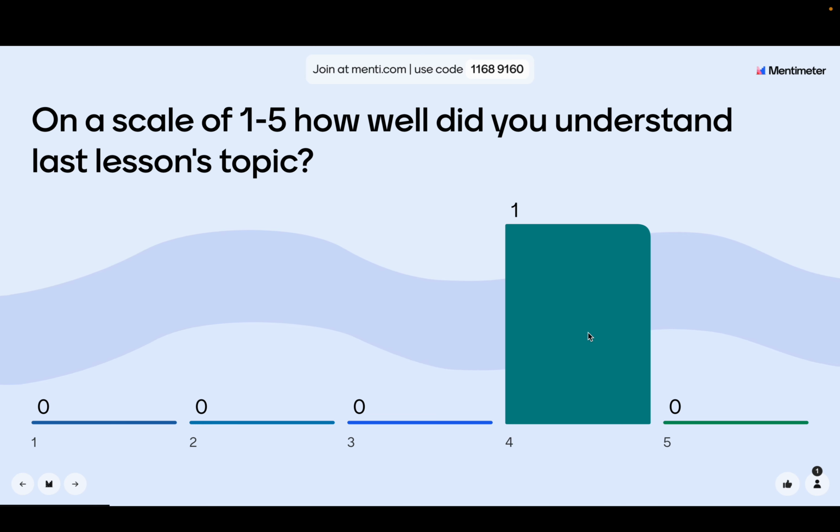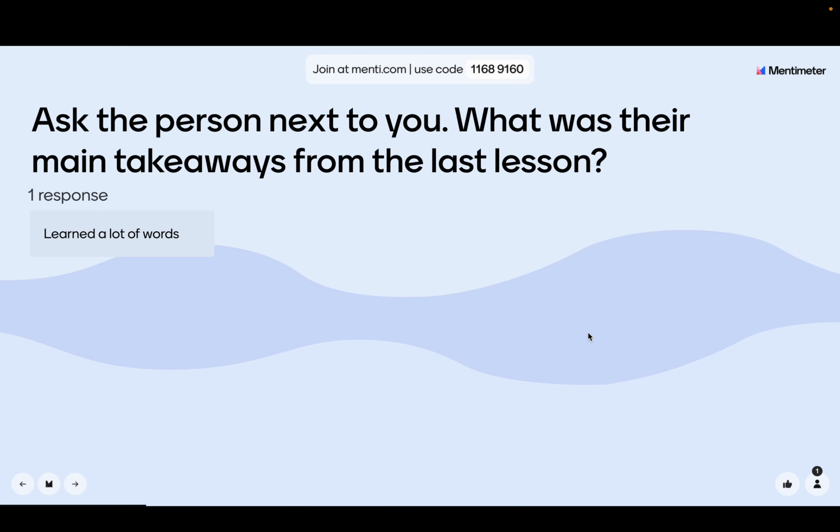At this part, I will focus on the previous topic and ask what they didn't understand, and try to explain and reflect on the previous topic. And then I would like to offer a pair work. In the pair work, I'll instruct them to ask the person next to them what their main takeaways were from the last lesson.